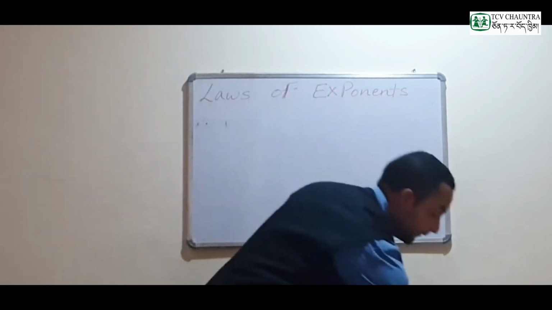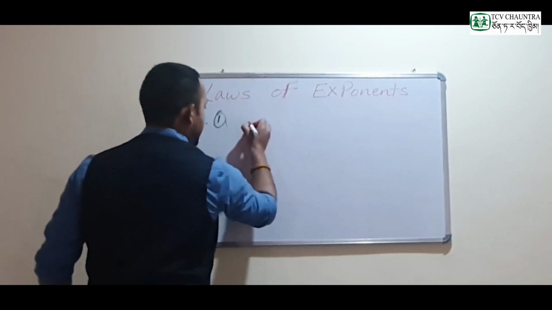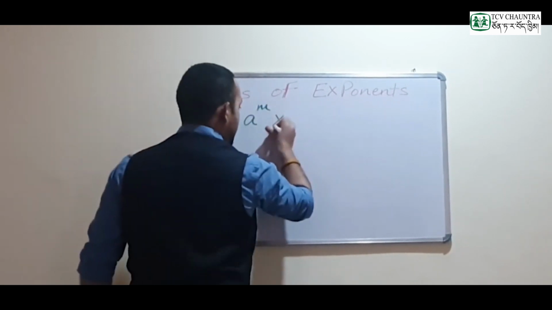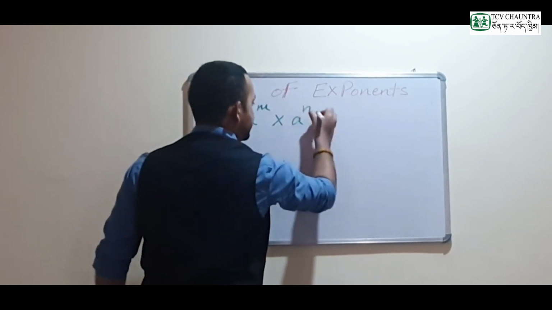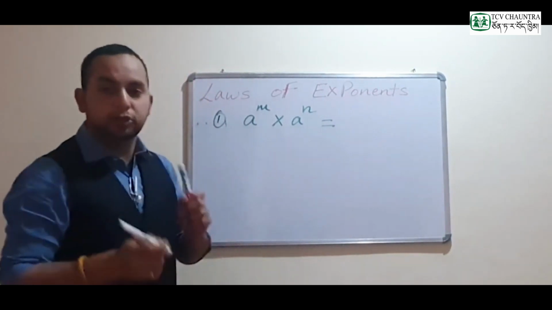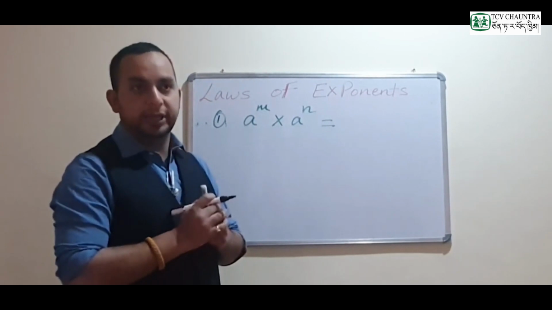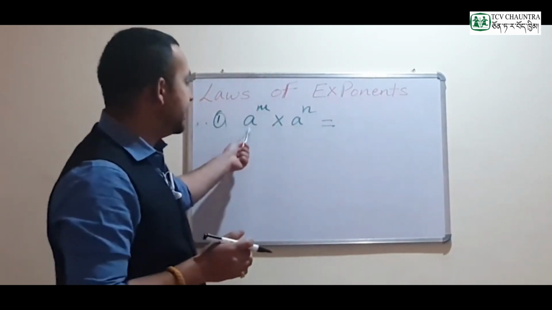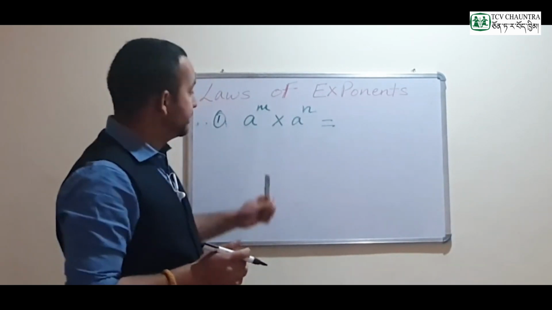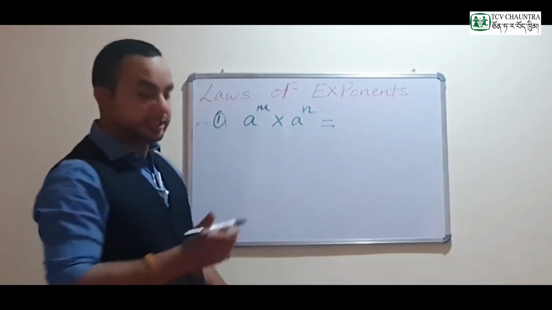Okay, so our first law is a raised to the power m multiply a raised to the power n. In case of multiplication, a raised to the power m multiply a raised to the power n, the base is the same, so the power should be added.